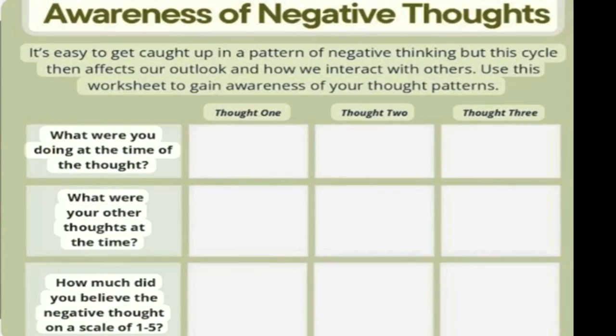Thought 1 will be what the patient was doing at the time of the negative thought. In thought 2, they have to mention what other thoughts they were facing or thinking at that time. And in thought 3, they have to mention the intensity of the negative thought on a scale of 1 to 5.